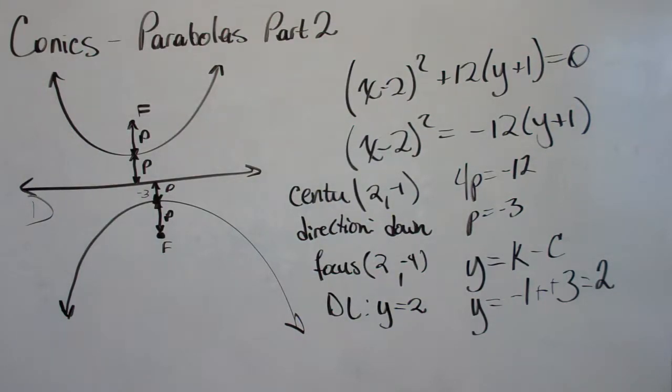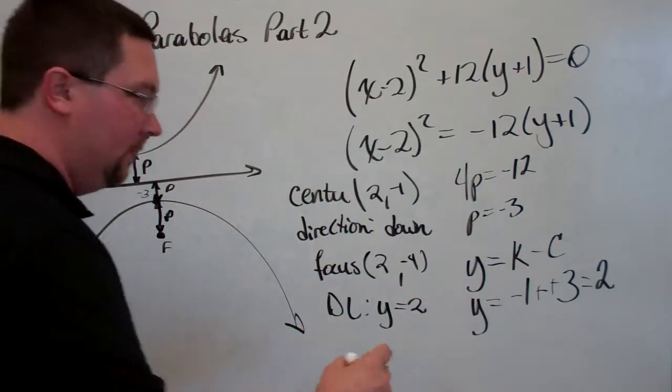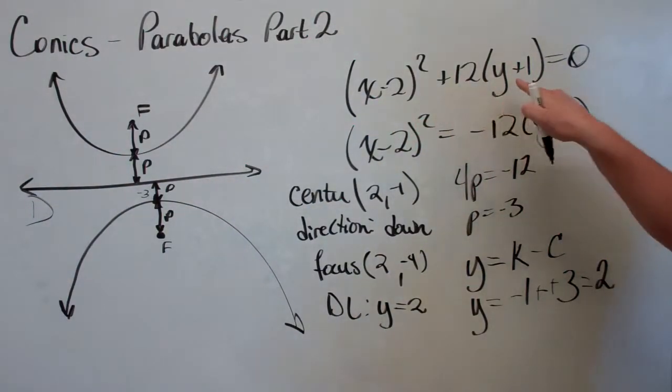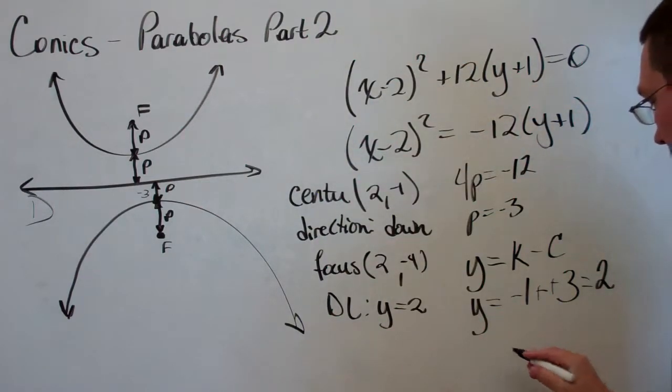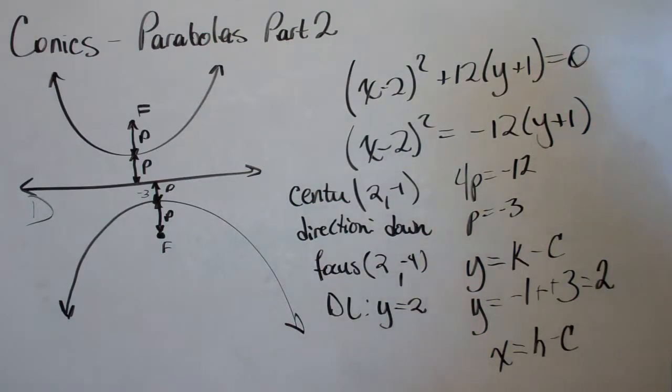Now if our line ran vertical, so if the y was squared and our directrix line ran vertical, it would be x equals h minus c. This one is when your directrix line runs horizontally, and this one is when your directrix line is vertical.